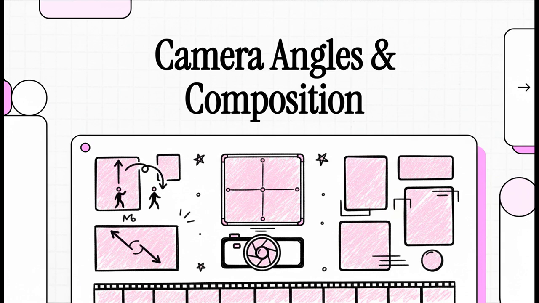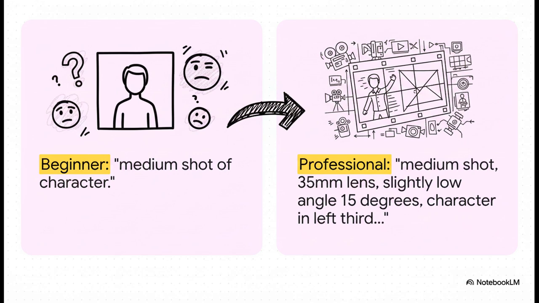Okay, let's dive in. I mean, just look at the difference here. It's night and day, right? On the left, you've got "medium shot of character." And sure, it works. It's a picture, but it's so flat it doesn't really tell you anything. Now look over at the right. We get specific about the lens, the angle, the composition, and suddenly, bam, the result isn't just a picture anymore. It's a moment. It has feeling, it has intent.